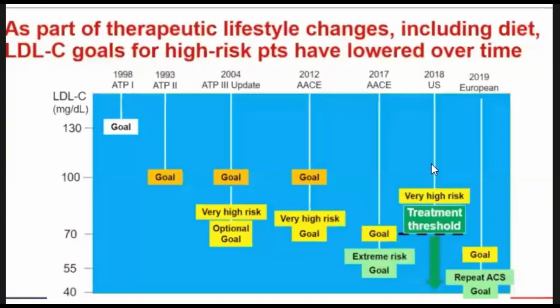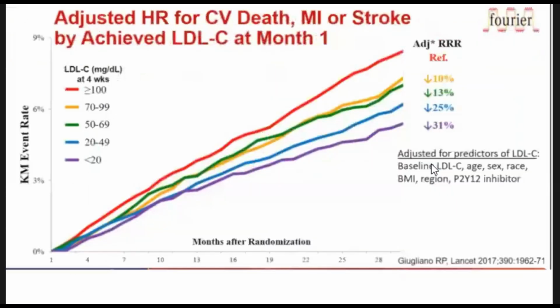As you can see, over the time period from 1998 to now, 2024, the LDL levels for the patients in primary and secondary prevention have come down very, very low. This is the reason. As you can all see, when the LDL level is brought down from 100 to 70, there is a 10% reduction in cardiovascular events. When the LDL is brought down to 50, there is 13% reduction. And when the LDL is brought down to 20, that is the purple line, there is a 30% reduction in cardiovascular events. That is proven in research.